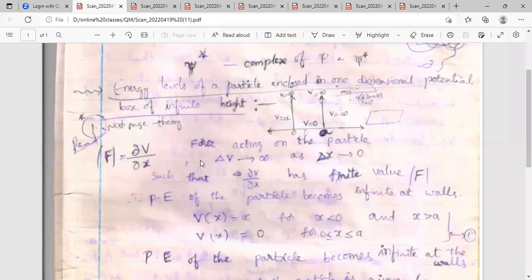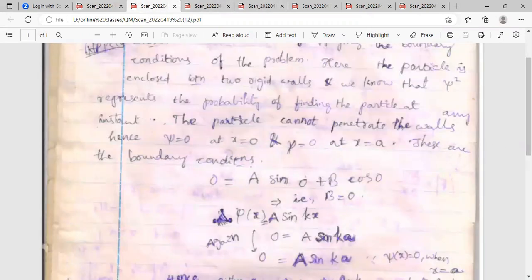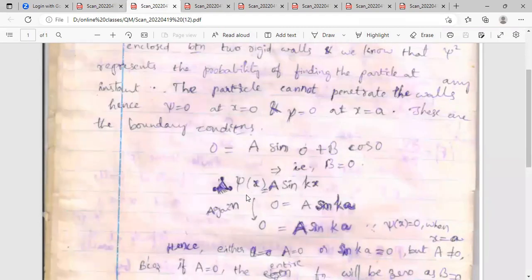Then 0 is equal to psi, what can we write? 0 is equal to a sine 0 plus b cos 0. That is, b is equal to 0 in this one. So, psi of x is equal to a sine kx.